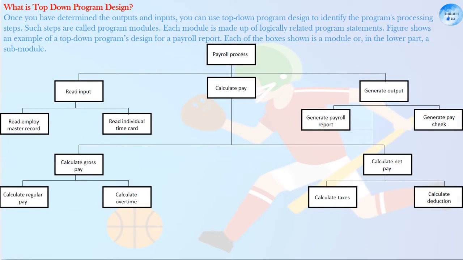What is top-down program design? Once you have determined the outputs and inputs, you can use top-down program design to identify the program's processing steps. Such steps are called program modules. Each module is made up of logically related program statements. The figure shows an example of a top-down program design for a payroll report. Each of the boxes shown is a module, or, in the lower part, a sub-module.